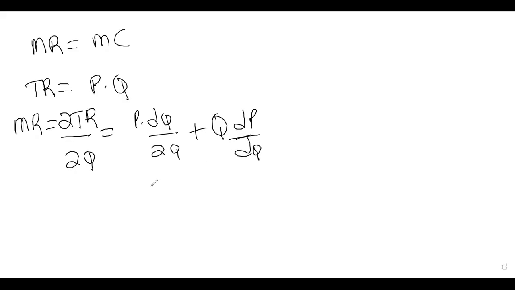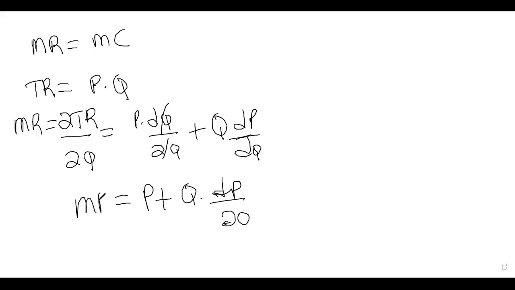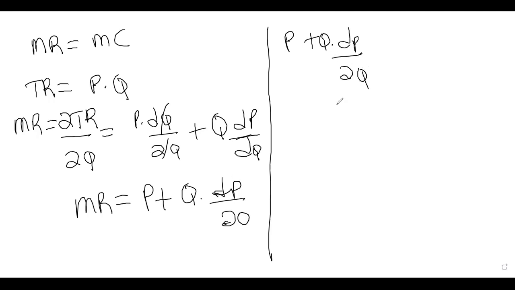All right, we've done this already. So this and this cancel. So marginal revenue will be equal to P plus Q dp over dk. All right, this is marginal revenue. So in essence, if marginal revenue is equal to marginal cost, I can now equate P plus Q dp over dk, which is marginal revenue, to marginal cost, okay?